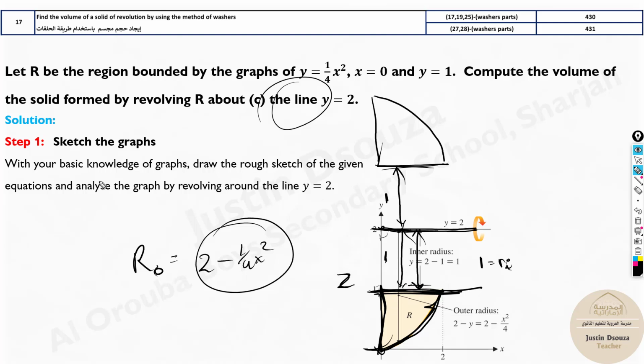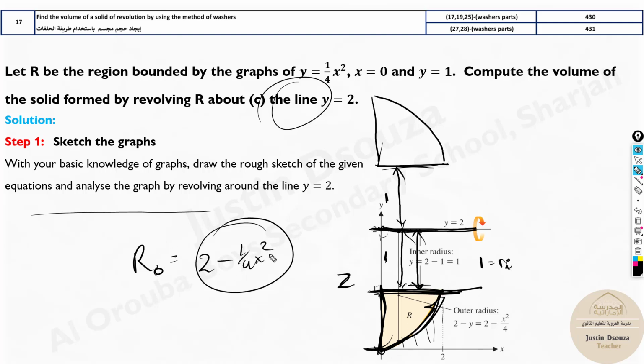Now, if at all it was like this, imagine this is where we rotated, and this one, 2, and the curve was going outside like this, just in case, then we would have taken it as 2 plus. We will see such problems. They'll give you specific problems like that. We can easily deduce how to take the outer radius based on that. Now over here, see these 2 points. From here to here, it's 2, but it's coming inside. So here there is a decrease, right? So we consider minus this equation because it's coming in.